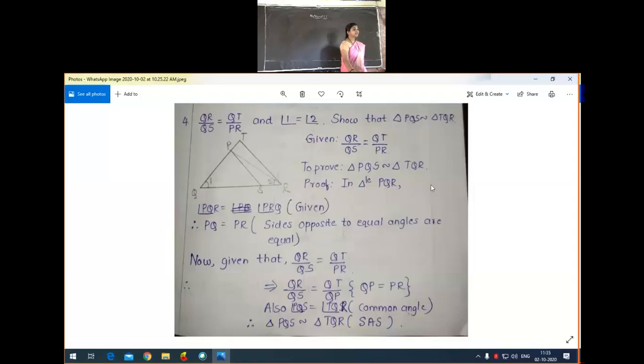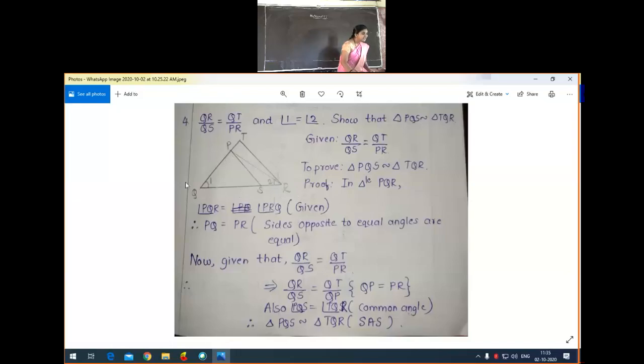So proof: in triangle PQR, we are taking this triangle PQR. Are you observing the cursor here? In triangle PQR, angle PQR is equal to angle PRQ. That is, we are using the given data, angle 1 is equal to angle 2. We are not writing it in the form of angle 1 is equal to angle 2. We are naming them actually: angle 1 is angle PQR, angle 2 is angle PRQ.